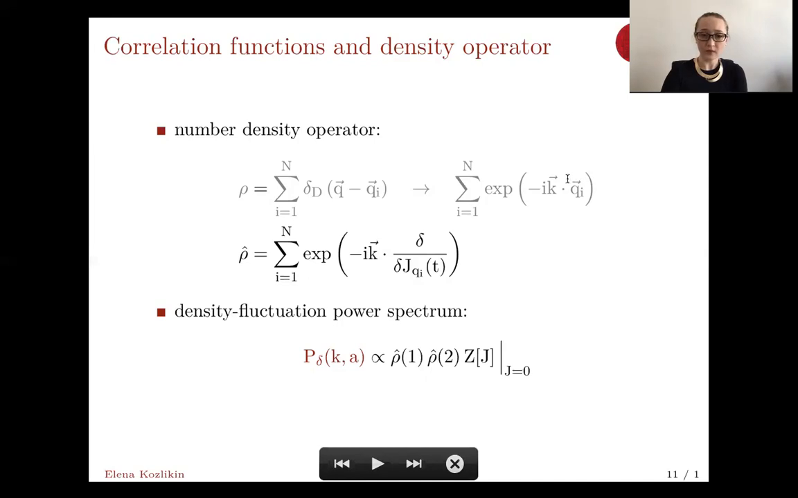Then you just need to replace the particle positions by functional derivatives with respect to this auxiliary field that couples to the respective particle positions, right? So when you have this density operator, you can simply apply it to the generating functional, in the end set the auxiliary field to 0, and then you get your power spectrum. Just an analogy to what you do in quantum field theory.